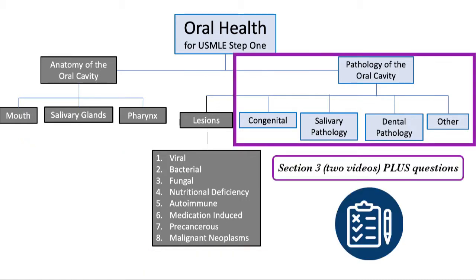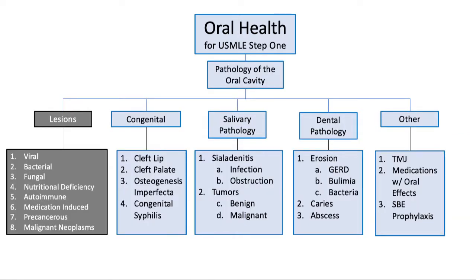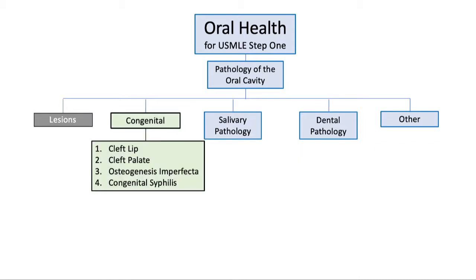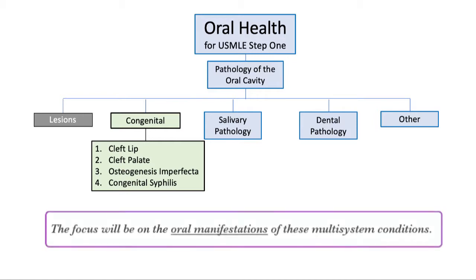In this final section, we will focus our attention on the remaining subcategories of oral pathology, including congenital disorders, diseases of the salivary glands, dental pathology, and the ever-popular other category. The goal of this presentation is to hit on high-yield take-home messages, so when you hear a buzzword, you'll immediately recognize the correct oral pathology. So here it goes. First, we'll discuss congenital disorders, including cleft lip, palate, and oral findings related to osteogenesis imperfecta and congenital syphilis. As with other presentations, our focus will be on the oral manifestations of these multi-system conditions.